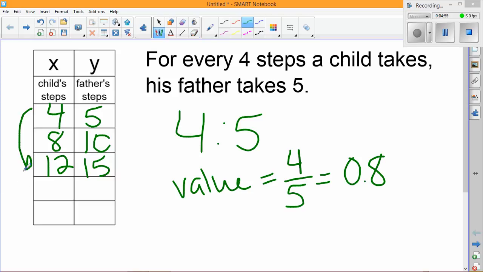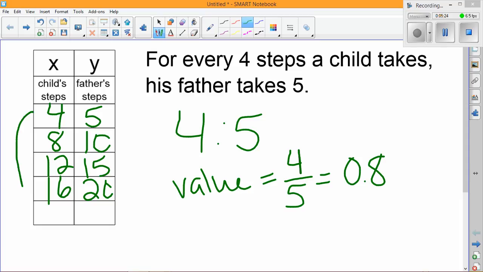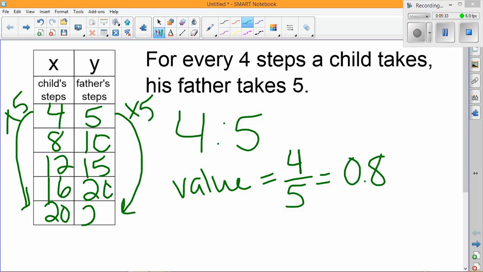Now I want to multiply by 4 for the 4th row of my chart. 4 times 4 is 16. 5 times 4 is 20. 16 to 20. And do these look familiar? Just like finding an equivalent fraction. And for the last row, I'm going to multiply by 5. 4 times 5 is 20, and 5 times 5 is 25. And again, if I take 20 and divide it by 25, I should get 0.8.